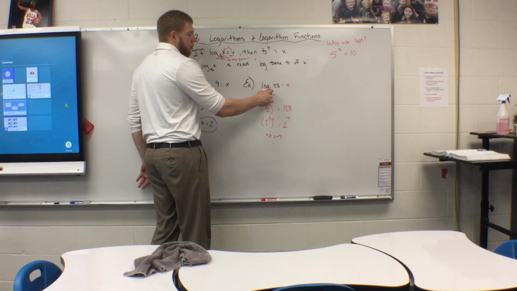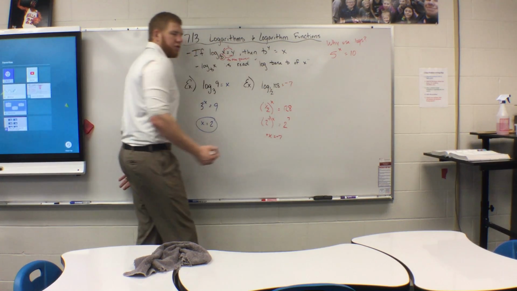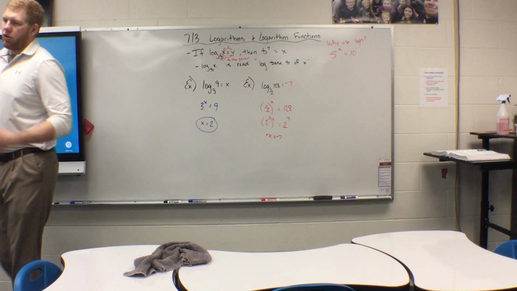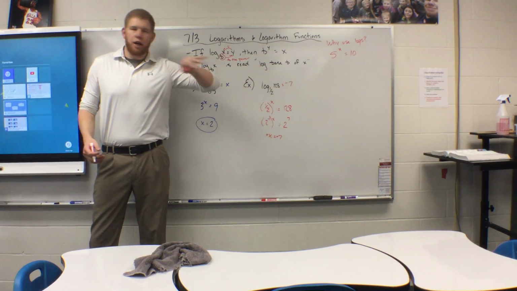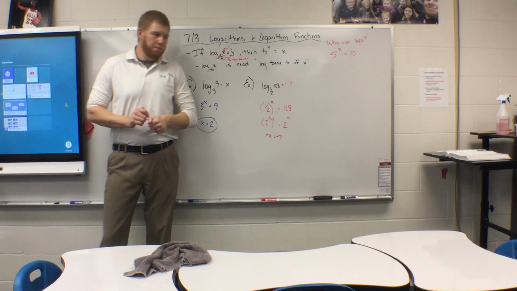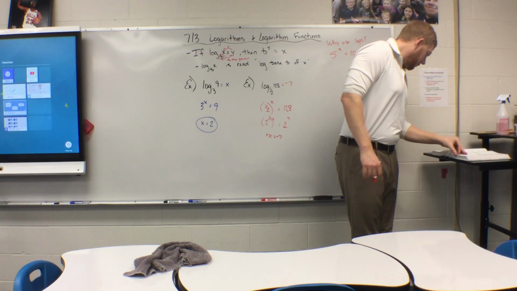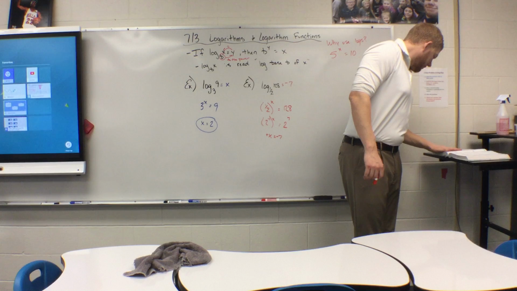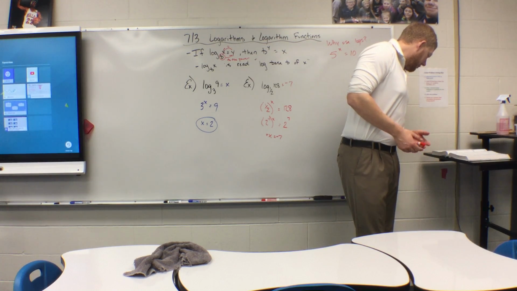So log base 1/2 of 128 equals -7. So again, if you type in your calculator 1/2 to the -7th power, we're gonna get 128. Alright, questions there?